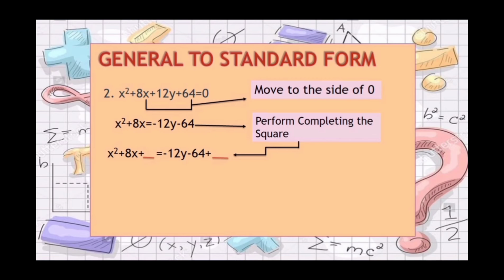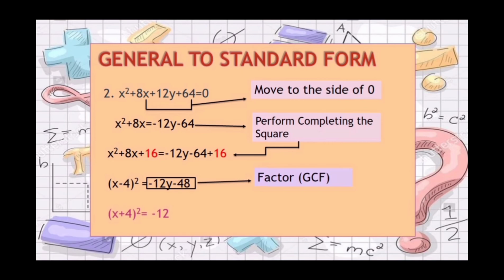So what must be the number to make this expression a perfect square trinomial? So let us have 8 divided by the constant 2, that is 4, and 4 squared, that is 16. So we are going to add 16 on both sides. So let us factor x squared plus 8x plus 16. The square root of x squared is x. The sign of the middle term is positive. The square root of 16 is 4. And then we have the square here. And let us have negative 12y and negative 64 plus 16. That is negative 48. So we still have to factor negative 12y minus 48.